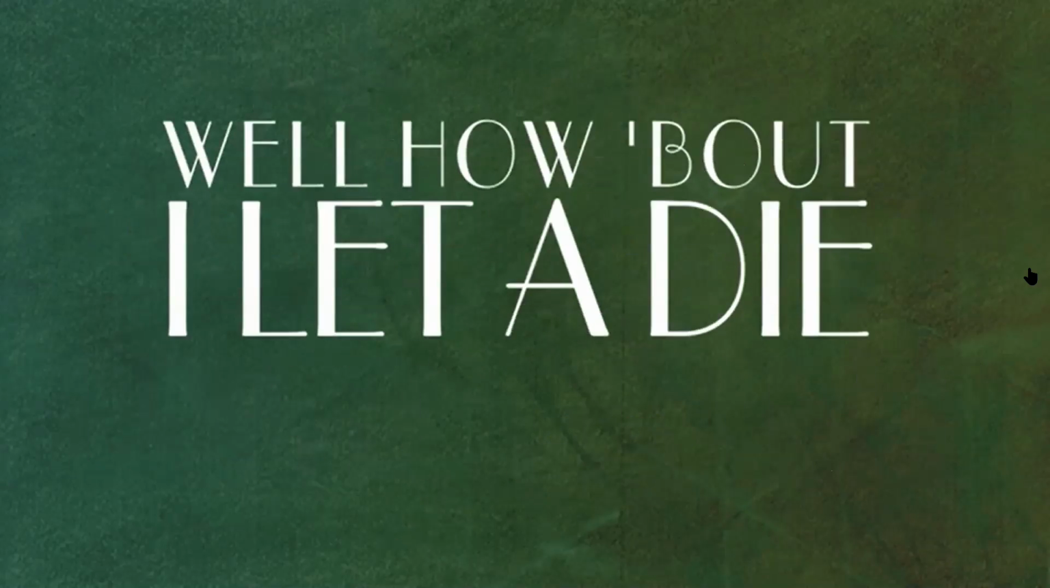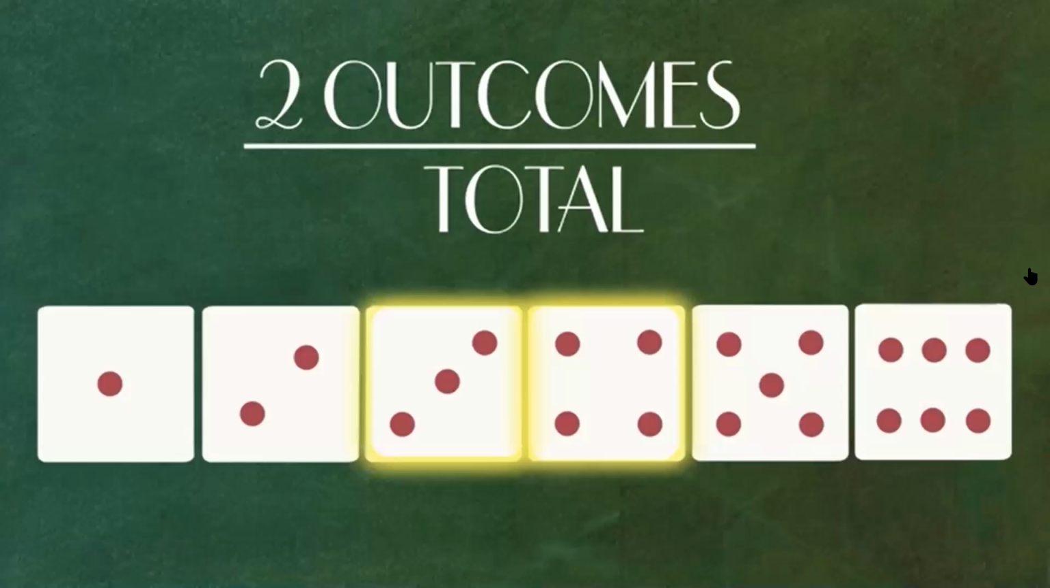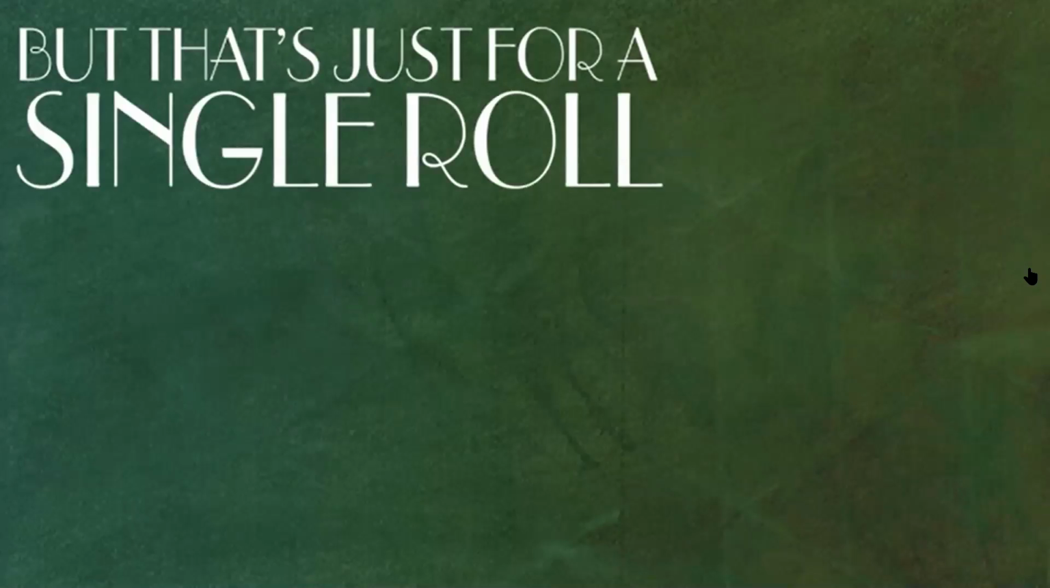Well, how about I let it die, fall to the floor? What's the chance it could be a 3 or a 4? 2 outcomes out of 6 total. See, that's a 33% chance it's one of these. Capiche? But that's just for a single roll.